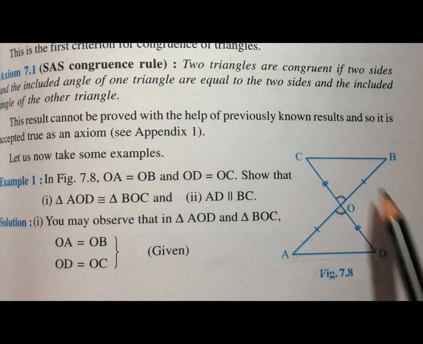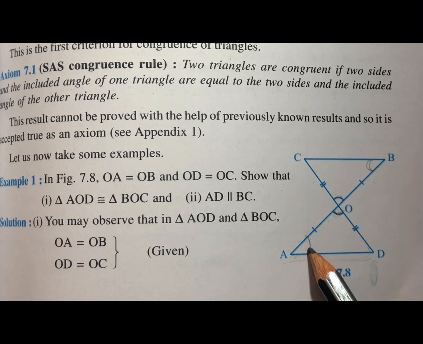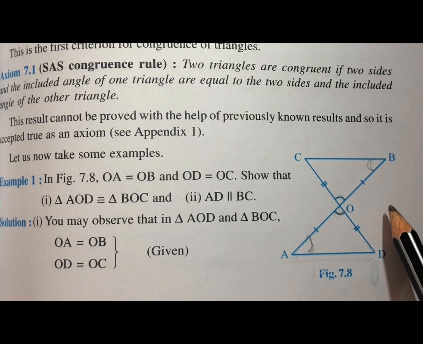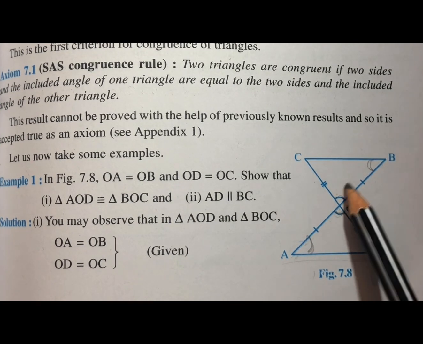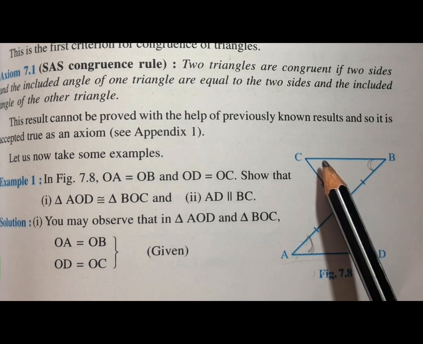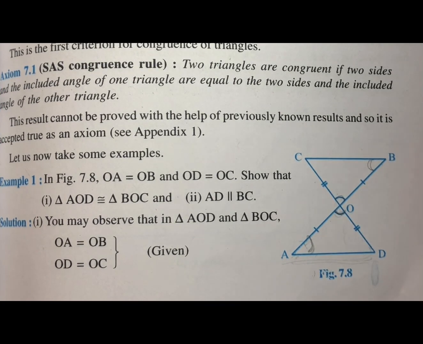Now we have to prove AD is parallel to BC. Now you know these two angles will be equal. Why? According to CPCT, because these two are congruent triangles. So therefore alternate interior angles are equal, therefore AD is parallel to BC.